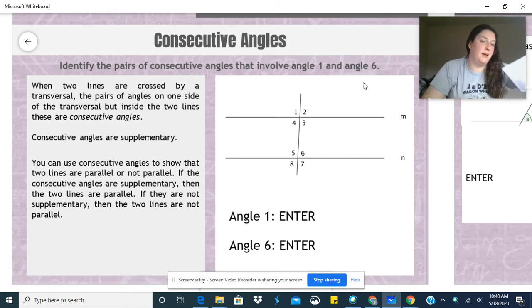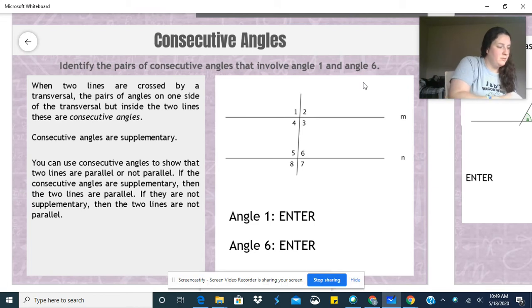So basically, what we are looking at, let me see if I can find my right page. So, taking a look at angles.